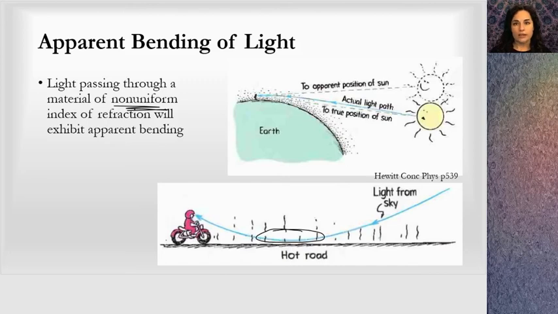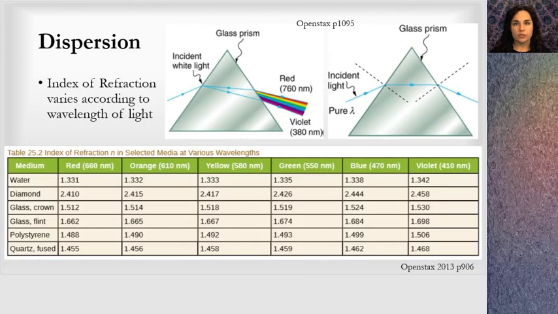One last effect that happens is dispersion. If there is white light hitting some sort of material, the index of refraction varies according to the wavelength of light. So we can see in here, if we have white light, which is all of the colors, that's the definition of white light, it's not white, it contains all of the colors. We can see that there's a spread in here. For each color of light, for each wavelength, there's going to be a different index of refraction.